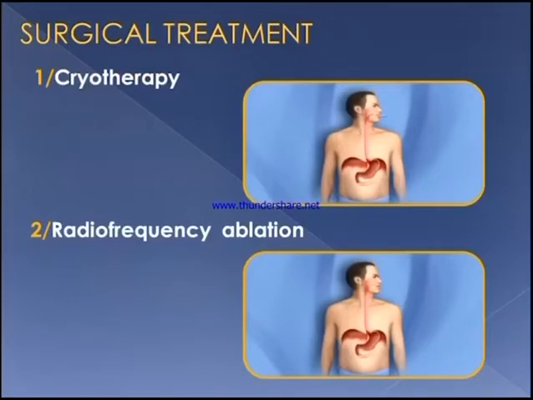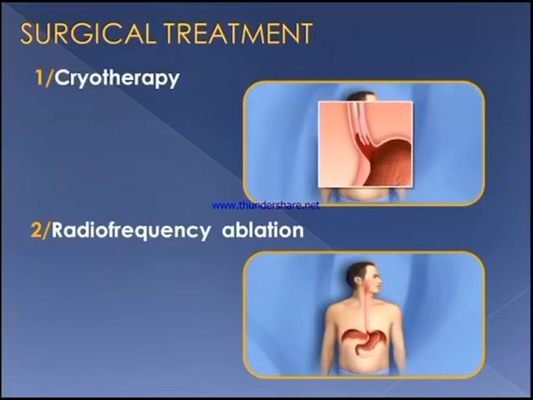It actually could be treated surgically. There are three means for the surgical treatment. The first is cryotherapy. It's done by a catheter guided to the site of abnormal cells through an endoscope. The physician sprays liquid nitrogen on the tissue to freeze it and destroy the cells.